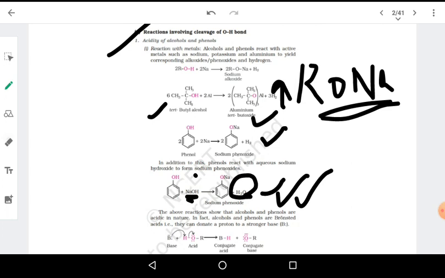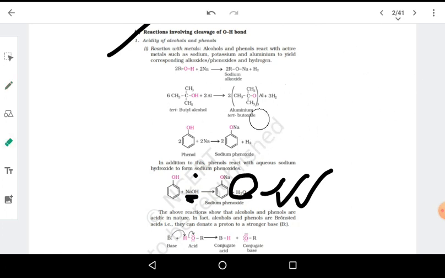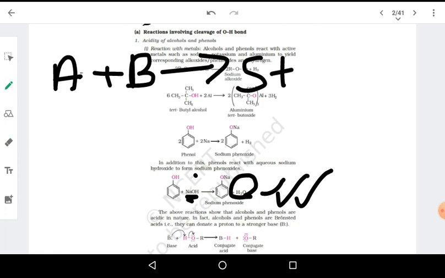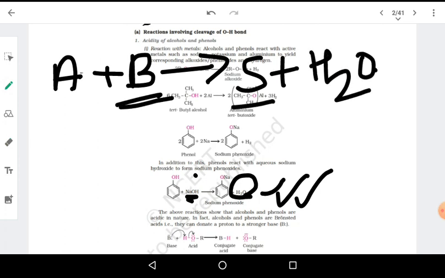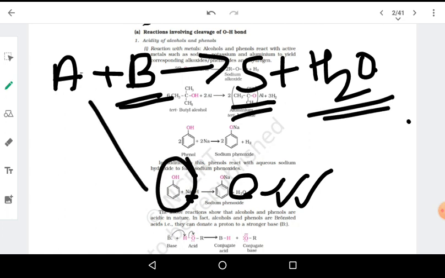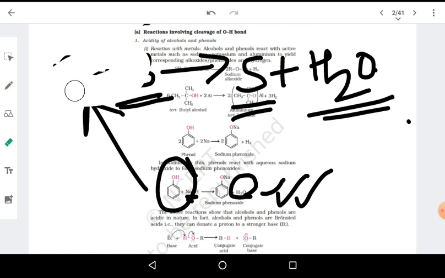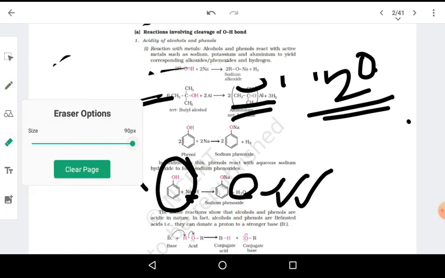And what is the general neutralization reaction? If you remember from the lower classes, the general neutralization reaction is acid plus base gives salt plus water. So here I took a base, NaOH, and I am getting a salt and water. So our phenol in that case should be acidic. This is another example where we can say that phenol is acidic in nature.